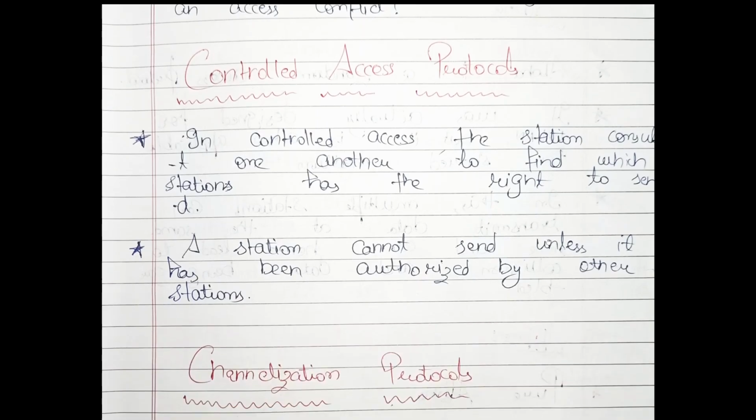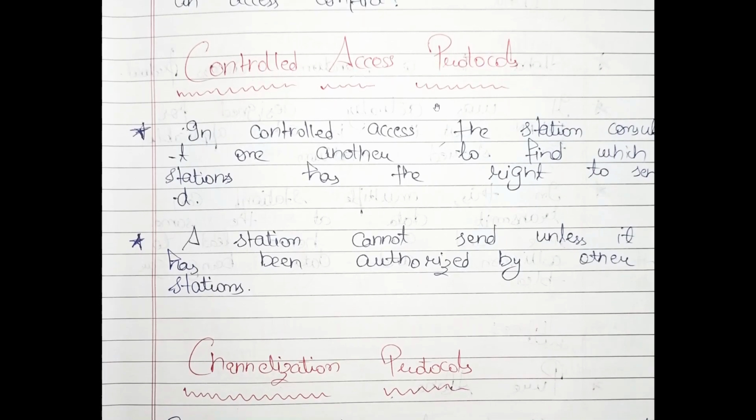Okay, so the second type we talked about was controlled access protocols. In random access protocol, basically no computer was needed to be authorized by any other computer in order to send data. Computers in random access protocol send data by their own free will. They are free to send data whenever they want. Okay, but in controlled access protocol, the stations consult one another to find which station has the right to send data. A station cannot send unless it has been authorized by other stations. Okay?